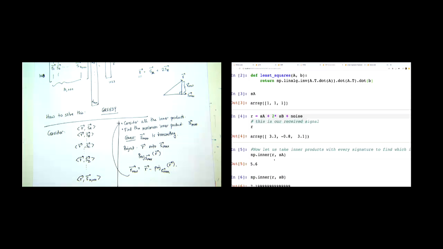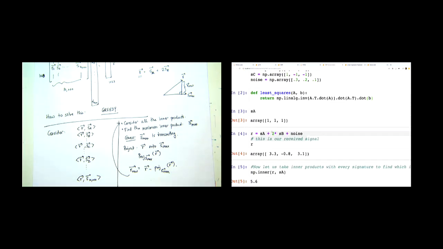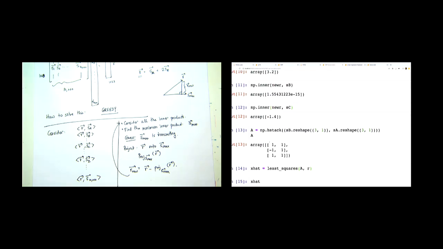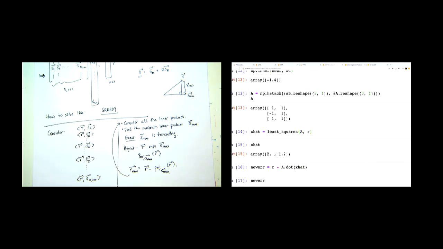But here, remember, our actual signal is 1 times SA plus 2 times SB, and there's some noise. So we don't expect to recover everything perfectly. We only expect to recover things approximately because there is noise at the end of the day. But we've gotten these 2 points. And now we can keep doing this over and over again.